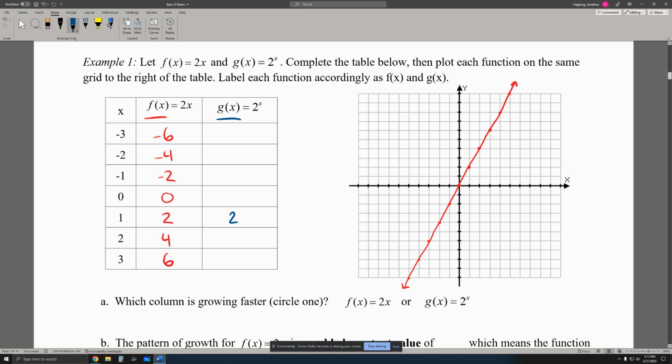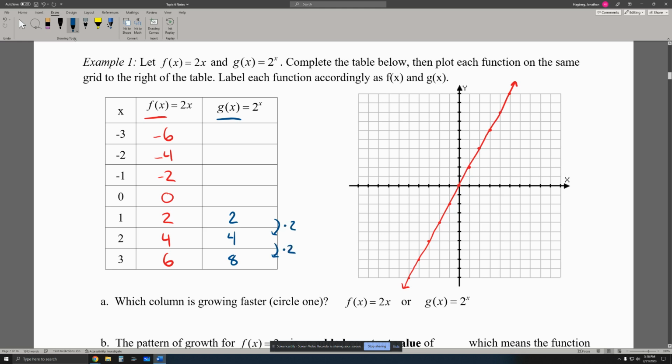2 to the power of 2, so moving down in the table, would be the same as 2 squared, or 2 times itself 2 times, which is 2 times 2, or 4. G of 3 is 2 to the power 3, or 2 times 2 times 2, which is 8. And so we can see as we move down in the table, our function outputs are being multiplied by 2. So times 2, times 2.